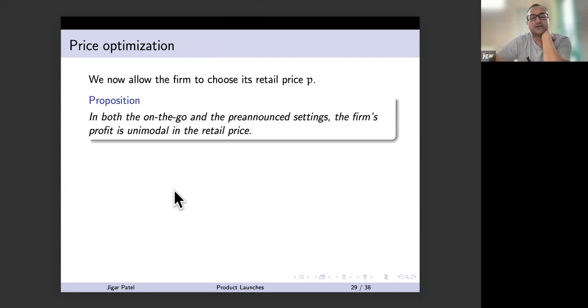Okay. So after all this jugglery, so far we assumed that price is given, but in reality, you want to charge the optimal price, especially if you're a monopoly. So we can do that also. We can do more math on top of this to say, hey, let's make price a variable and figure out the optimal price. Once we do that, we find the optimal price for both the information structures, for the on-the-go policy and pre-announcing.